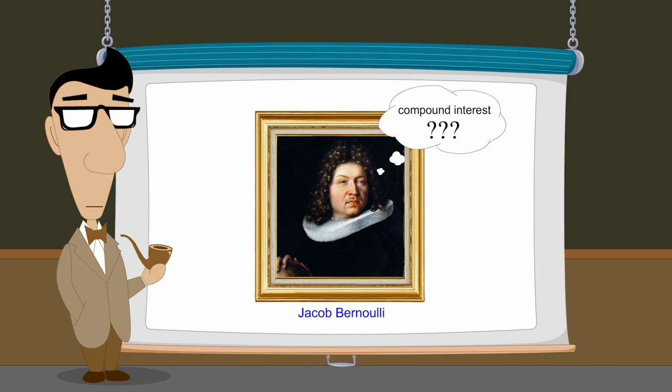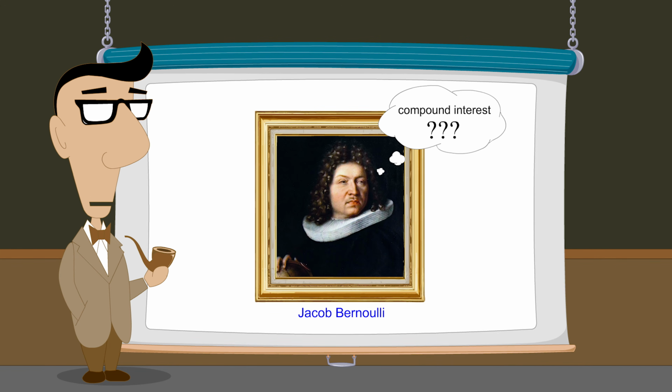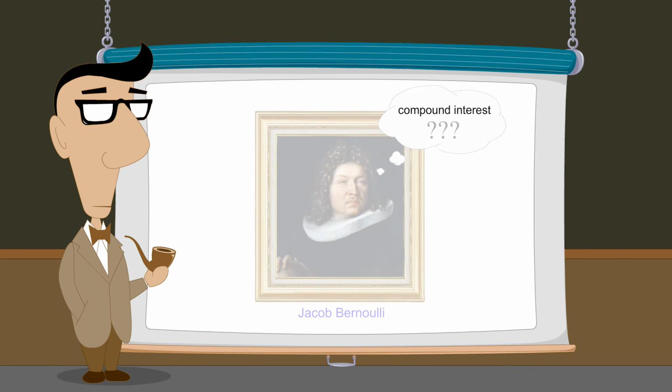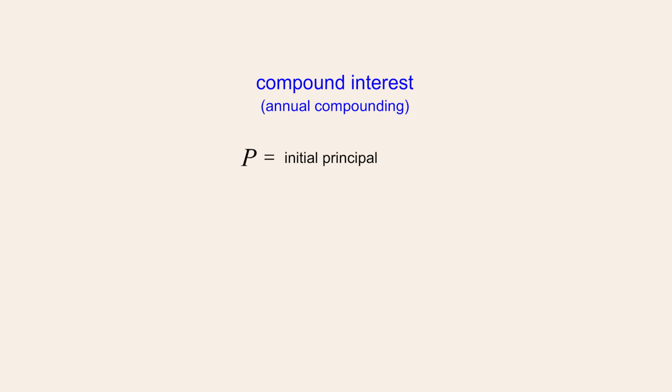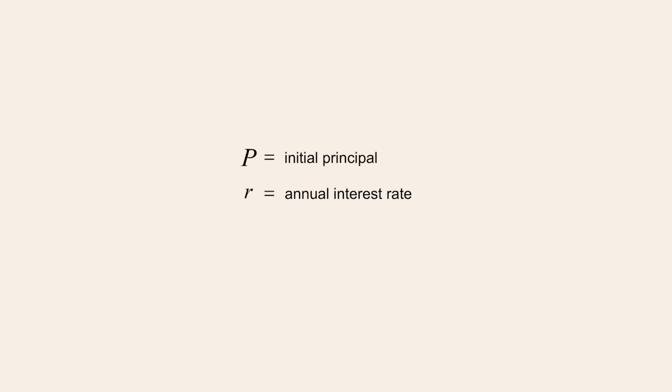We can use a simple example of compounding annually for 3 years. Let's say that we deposit money in a savings account that compounds interest once a year. To calculate how much our principal will grow, we will need to know the initial principal amount, which we will call P, and the annual interest rate, which we will call R. So the interest generated in the first year will be the initial principal multiplied by the annual interest rate.